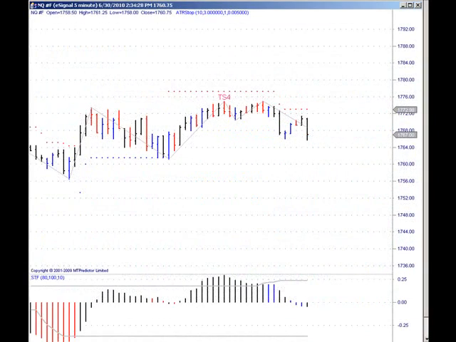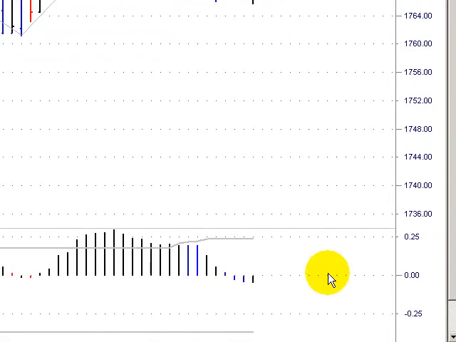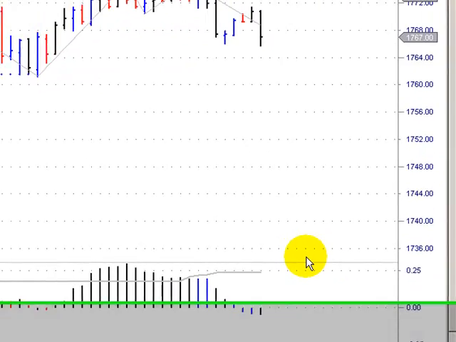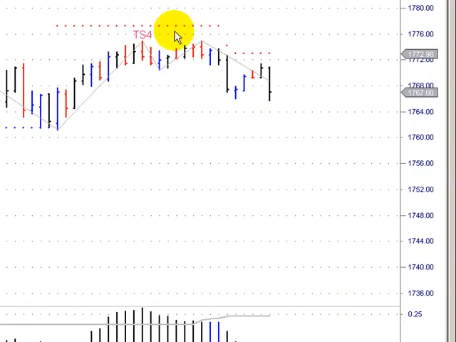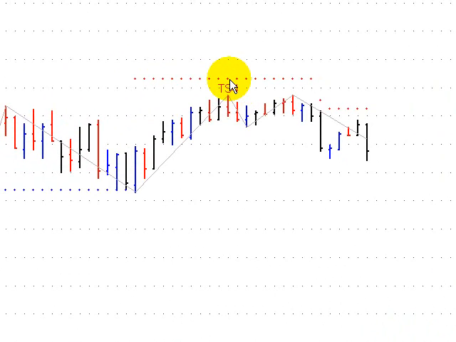This is an MTPredictor trading update. Had a very good question from a client today. They were short this TS4 in the NQ.